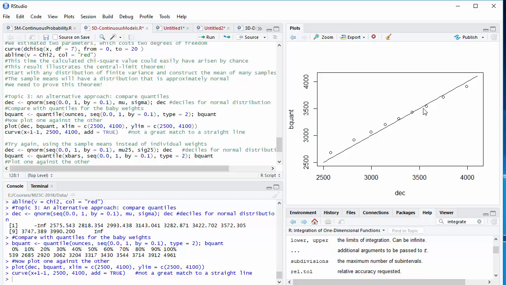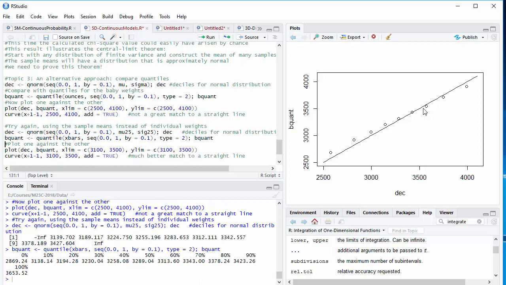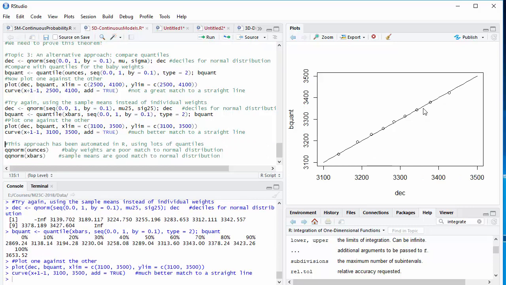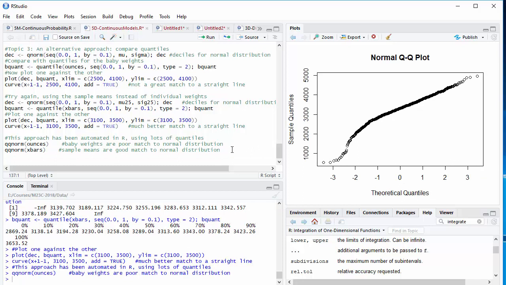If, on the other hand, I use the means for samples of 25 and do exactly the same thing, now the points lie almost perfectly on a straight line. So this is an accepted way of comparing something with a normal distribution, and it's been automated. All you have to do is take something like ounces that you think is a good match to a normal distribution, and if it is, you'll get a straight line. If it isn't, you'll get a curve like this.